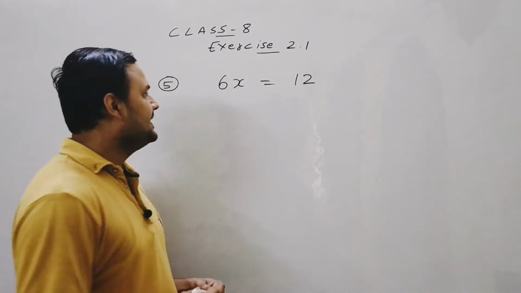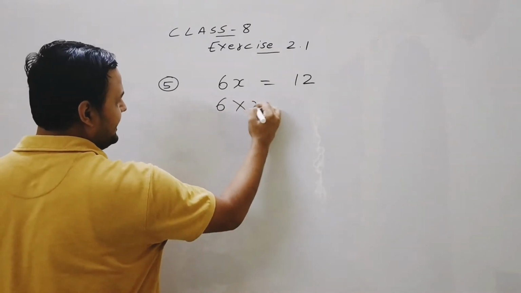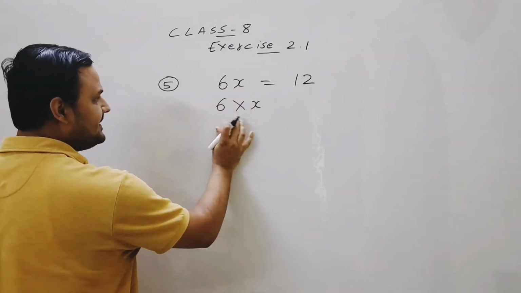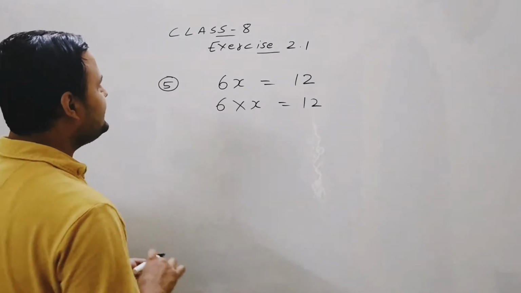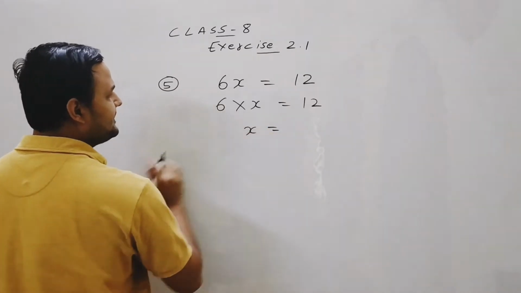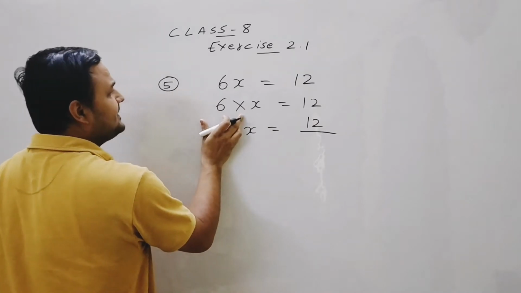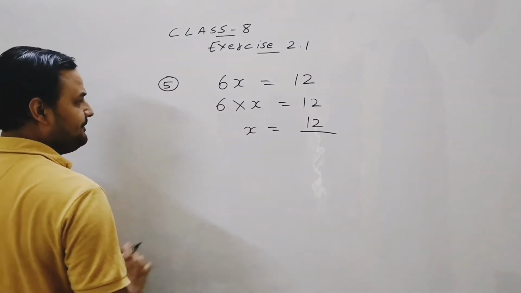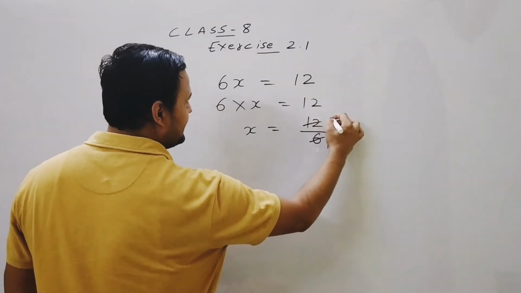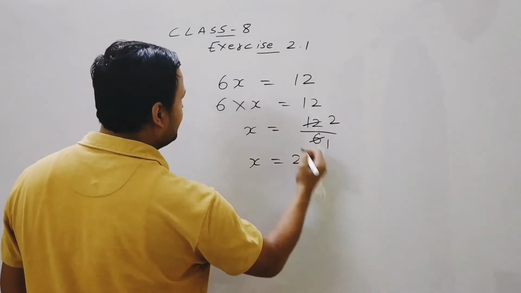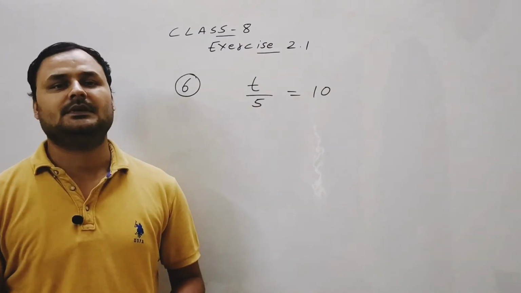Question number 5. 6x equal 12. 6x means what? Let me make it easy. 6 into x, 6x. It means 6 into x equal 12. Directly also we can do, but I will make it easy. Now, x will be on the left hand side, and that is 12. This 6 is with x with the multiplication symbol. Now when this 6 goes on the right hand side, it will be divided. Now 6 ones are 6, 6 twos are 12, x equal 2. So for question number 5, the value of x equal 2.